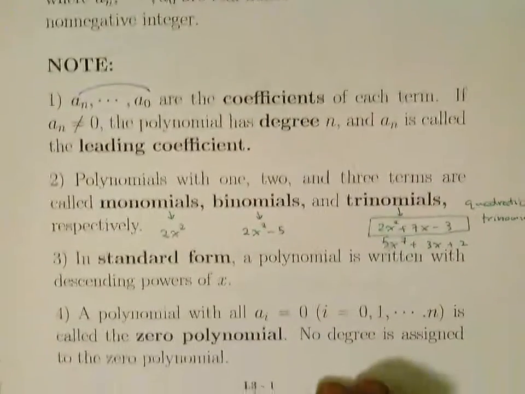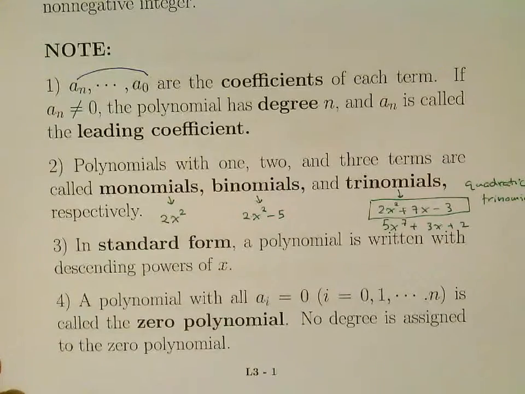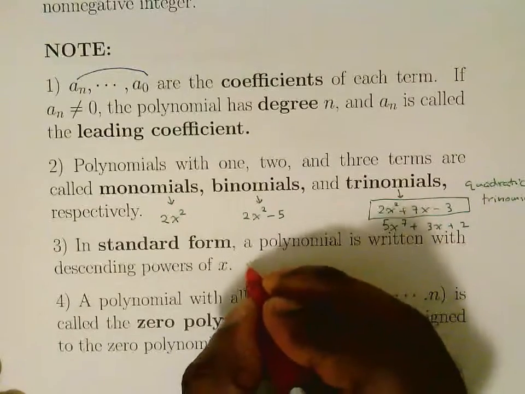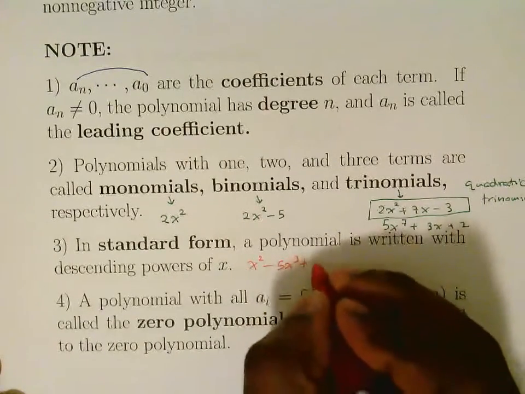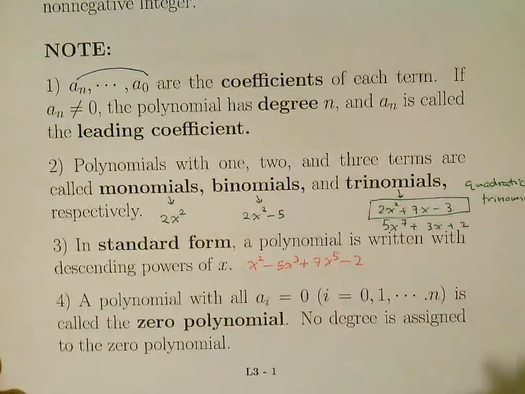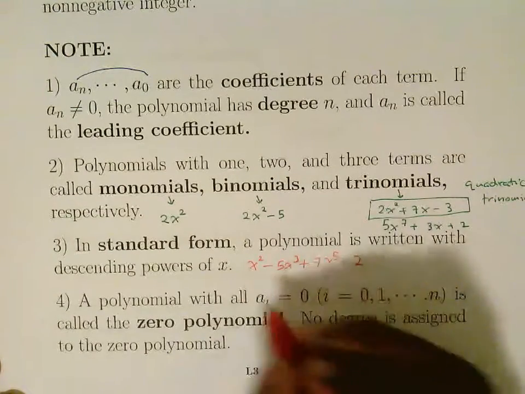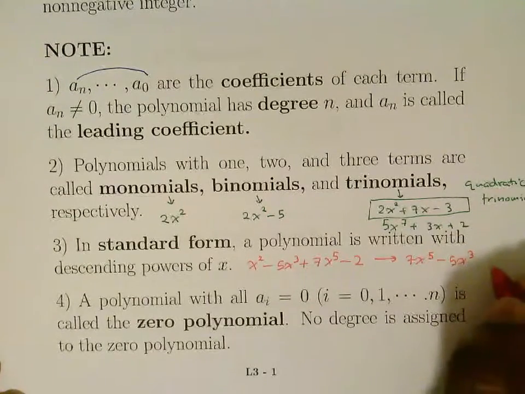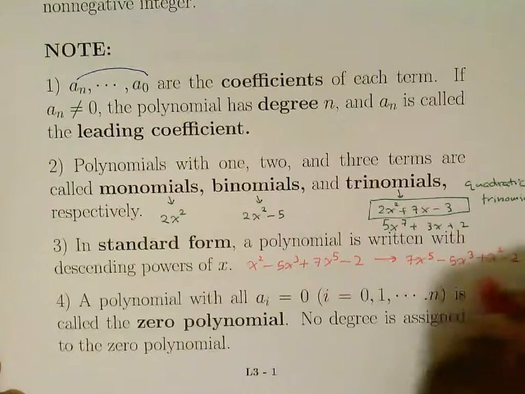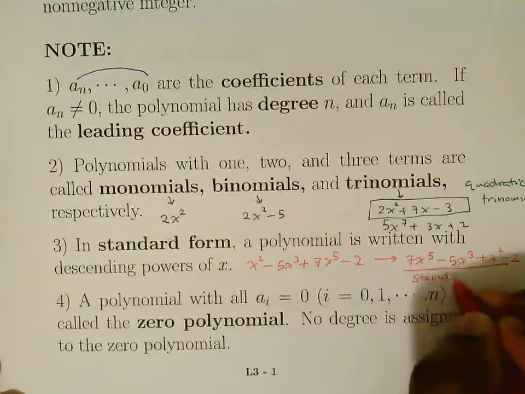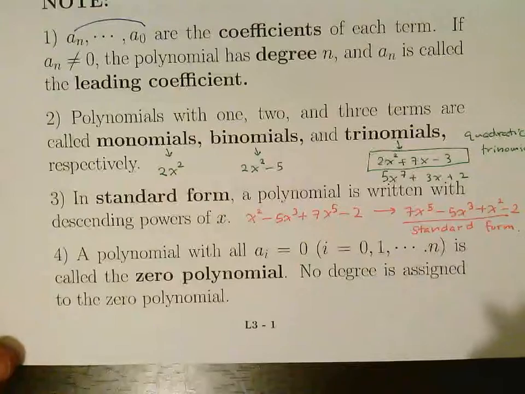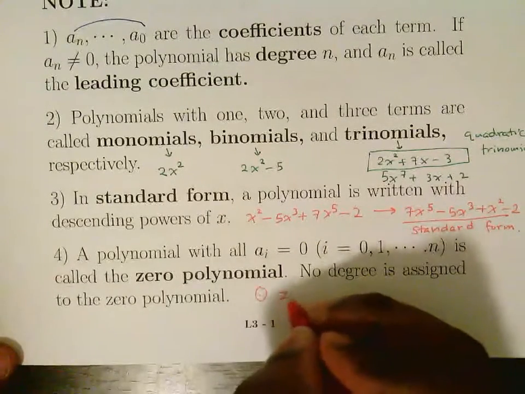Okay, and when you write a polynomial in standard form, you will have the powers of x in descending order. So for example, x squared minus 5x cubed plus 7x to the power 5 minus 2 is not in standard order. If you need to write it in standard order, bring this to the front. So that is 7x to the power 5 minus 5x to the 3 plus x squared minus 2. That is in standard order, or the standard form. And then just the 0 is called the zero polynomial.